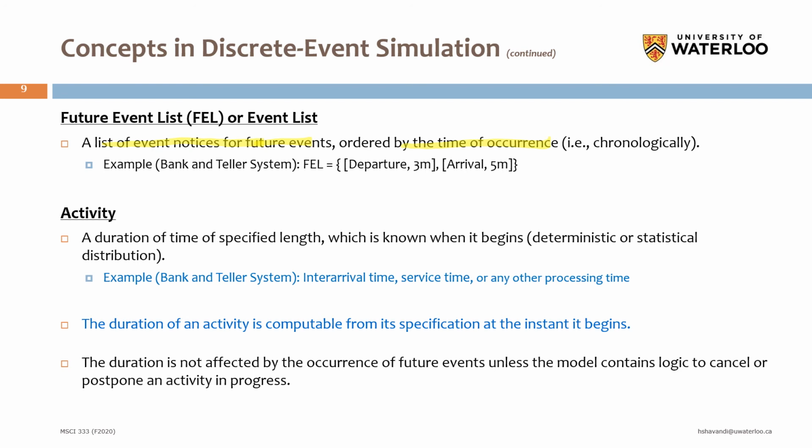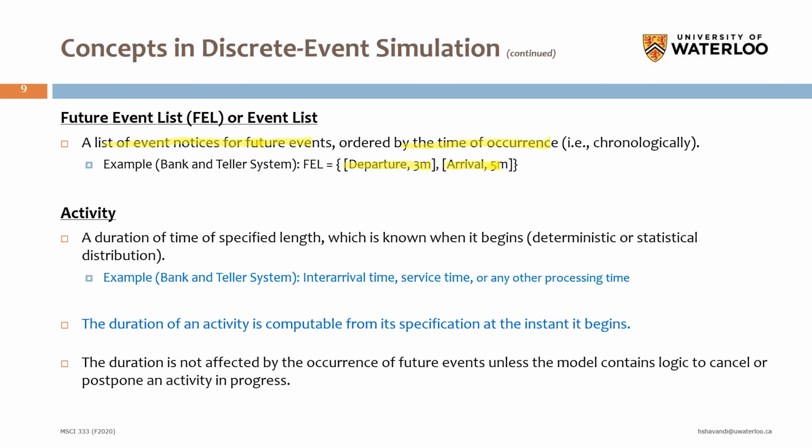As you see here, we have 2 events. The first one has the type of event as departure, and it will occur after 3 minutes, for example. The other event is arrival, I mean, the type of it is arrival, and it will occur after 5 minutes. And as you see here, we have ordered these two events in the FEL.